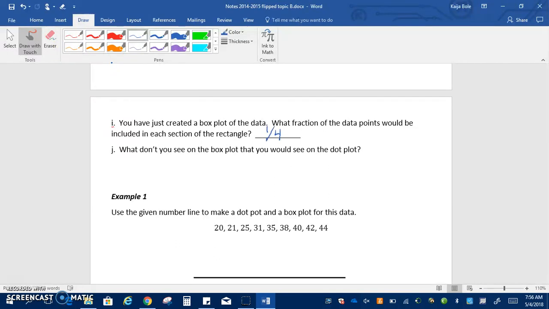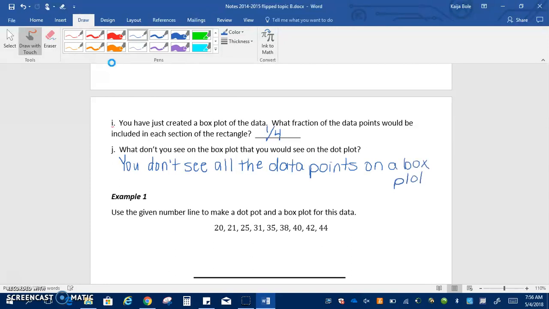And it says, what don't you see on the box plot that you would see on the dot plot? Well, you can tell by looking at the box plot, we don't see all the data points anymore. We just see the important ones. So you can say that you don't see all the data points on a box plot.